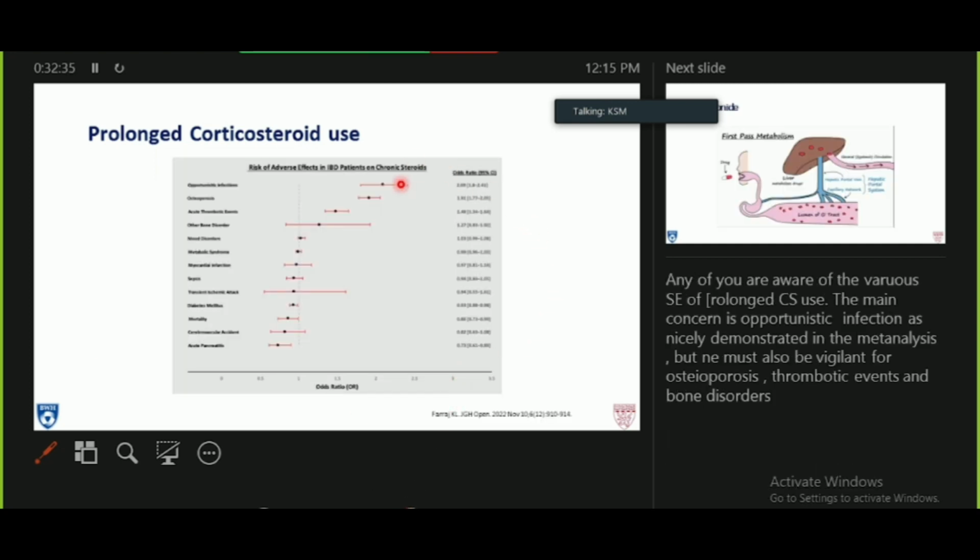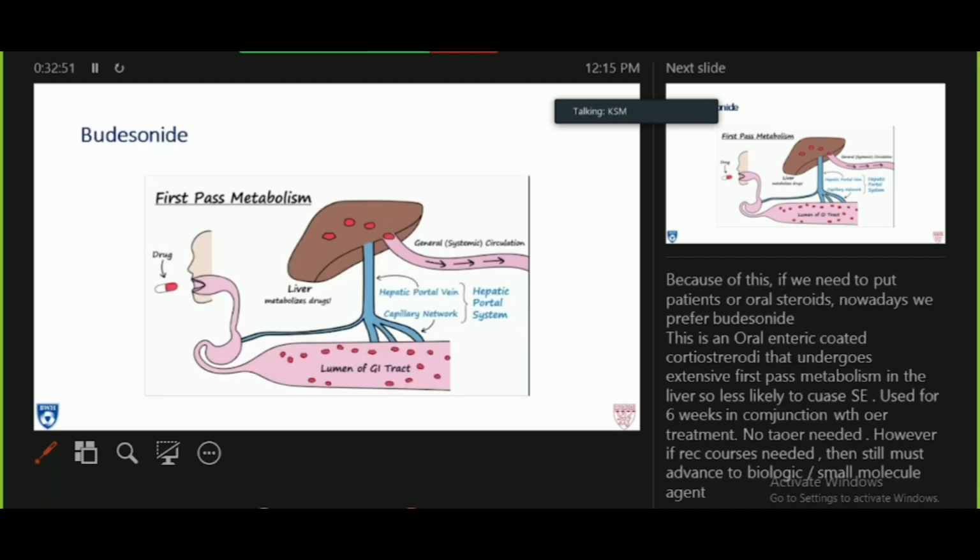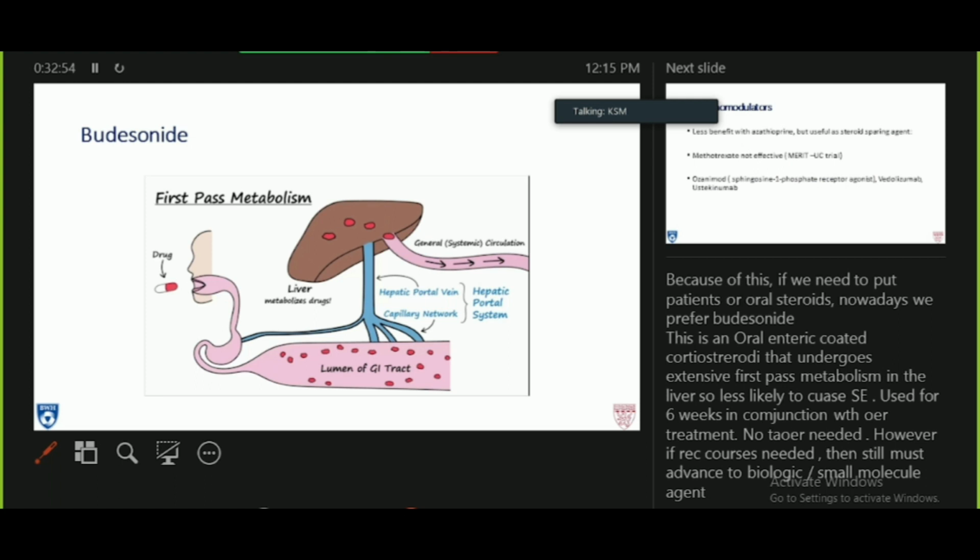This is just a systematic review which shows that opportunistic infection is one of the main side effects of prolonged corticosteroid use. So really, if someone keeps on needing multiple courses of steroids, you need to really think of putting them on a steroid-sparing agent like an anti-TNF agent or azathioprine. Nowadays, we're moving towards oral budesonide, which is a different type of corticosteroid which has less systemic side effects. This is because once ingested, it undergoes extensive first-pass metabolism in the liver. So the amount of steroid that actually reaches the general circulation is less, and patients have less steroid-induced side effects.